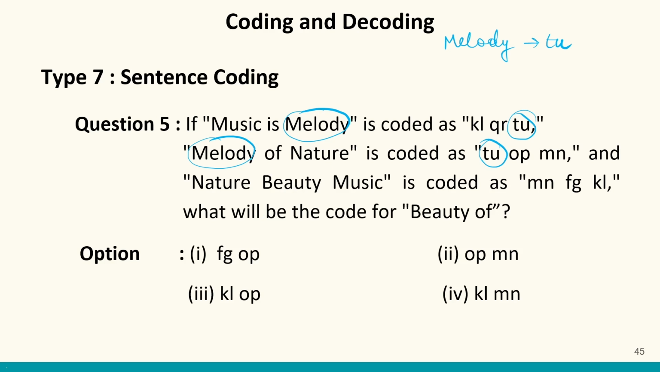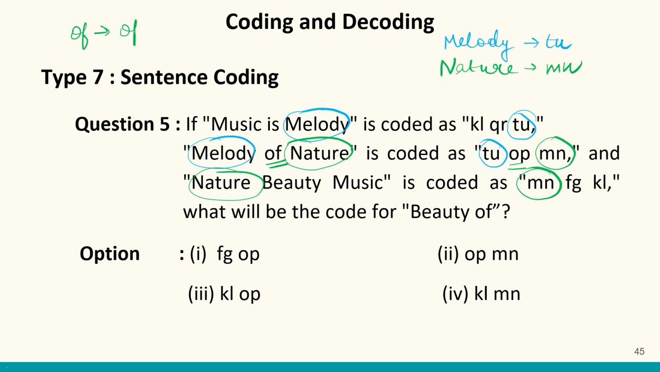Similarly, if I look over here, melody of nature and nature beauty music. So the only common word over here is nature, right? And if I look at the codes TUOPMN and MNFGKL, so the only common code is MN. So nature will be coded as MN. In this sentence, the only remaining word is of, and the only remaining code is OP. So of is coded as OP.